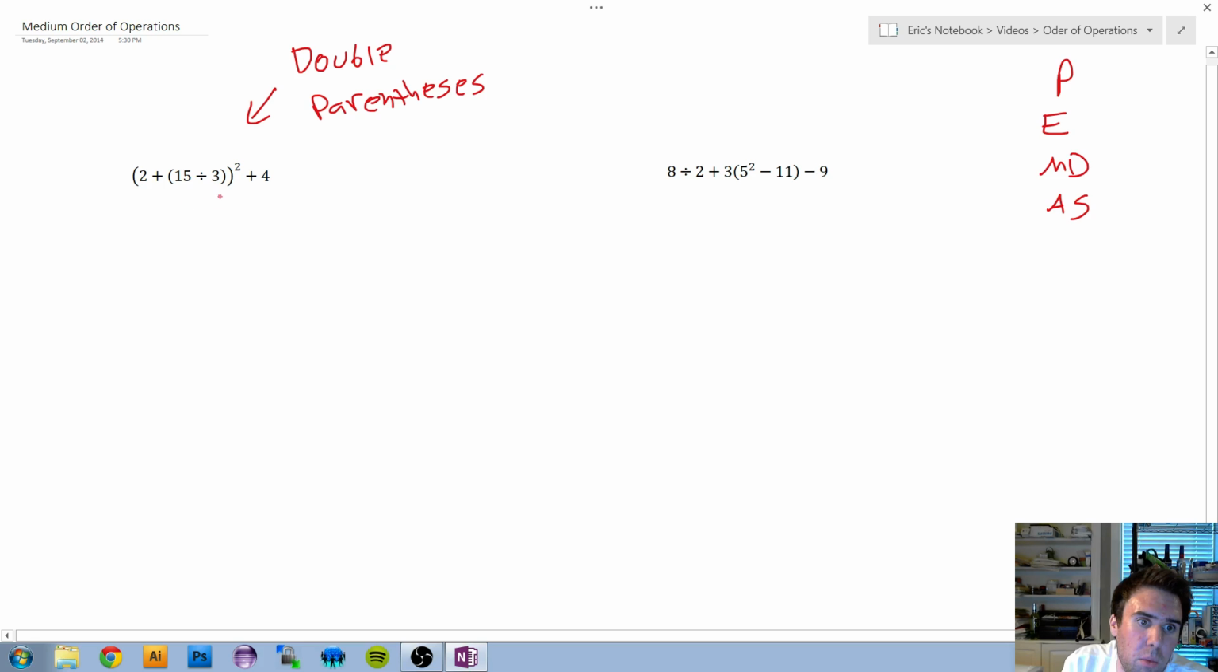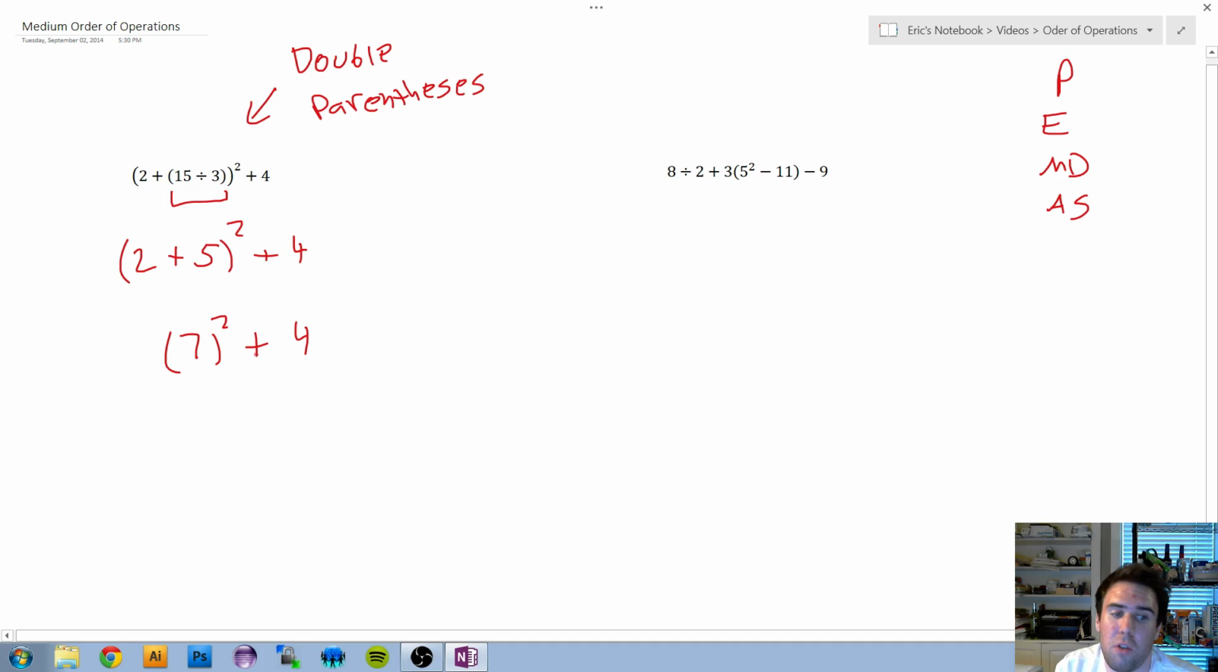So the innermost would be this 15 divided by 3. That gives me 5, but I'm still going to write everything I didn't use. So this 2 plus is still there, that squared still there, that plus 4 is still there, and now we start the process over again. What's the highest priority? Parentheses. 2 plus 5 gives us 7.